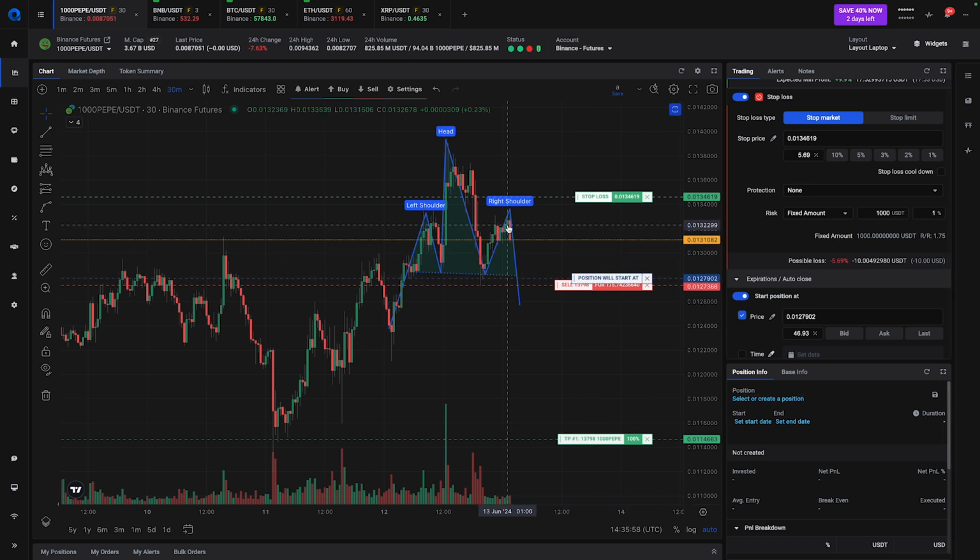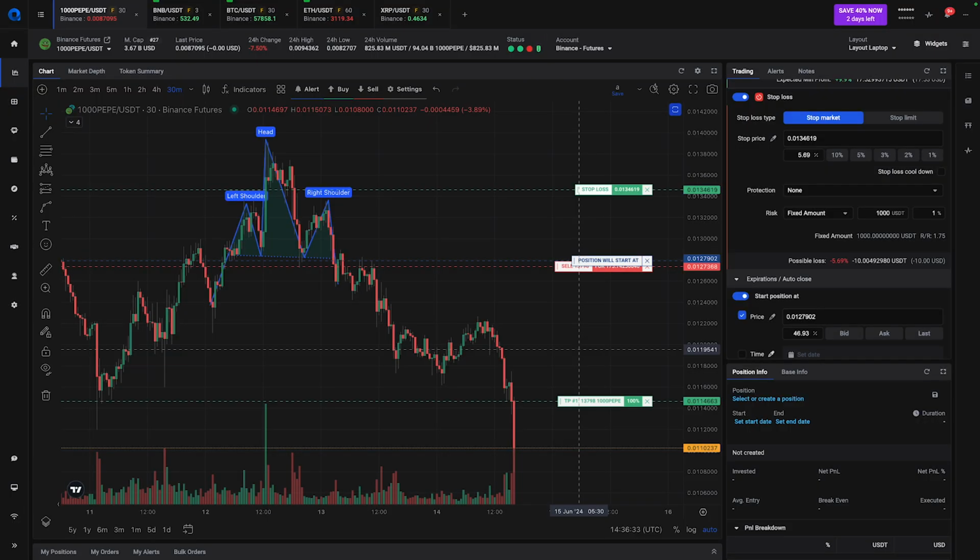In this case, the price will move down, and if this price is triggered, then the sell order will be placed and the position will start. So now let's see how this would have played out. As you can see, this is a profitable position.